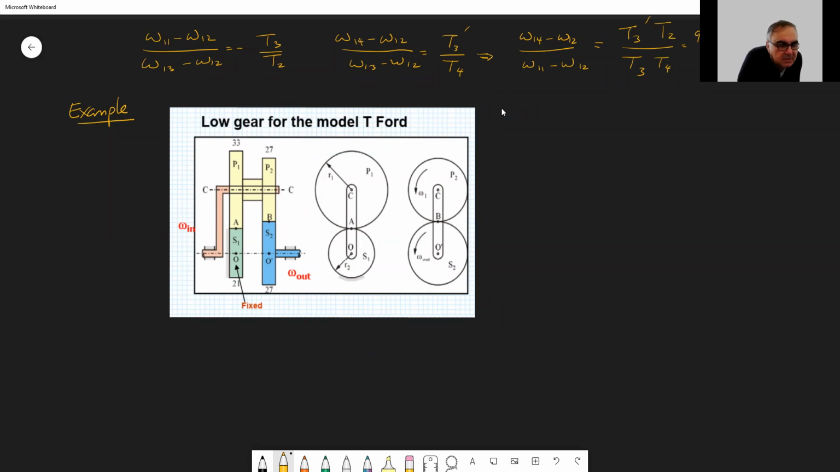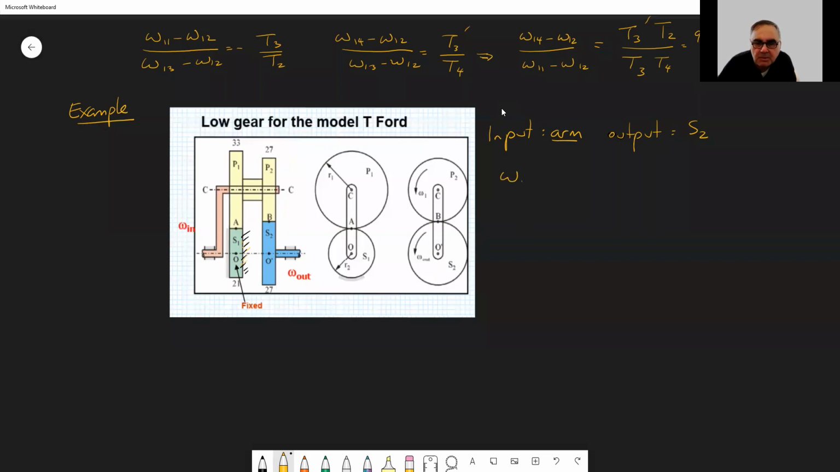In this case, the input, as you see, is the arm, which is this one, omega in, okay? And this thing is the output link, and this one is fixed. So this is fixed right here. So the sun gear is fixed. The number of teeth are given, 21, 33, 27, 27, etc. So output is S2, the second sun gear. So omega out is omega S2 actually.